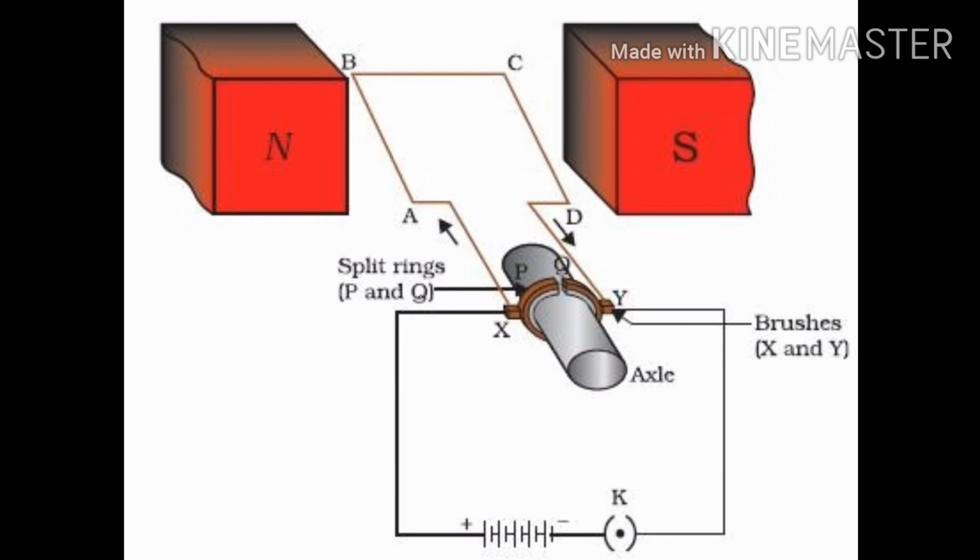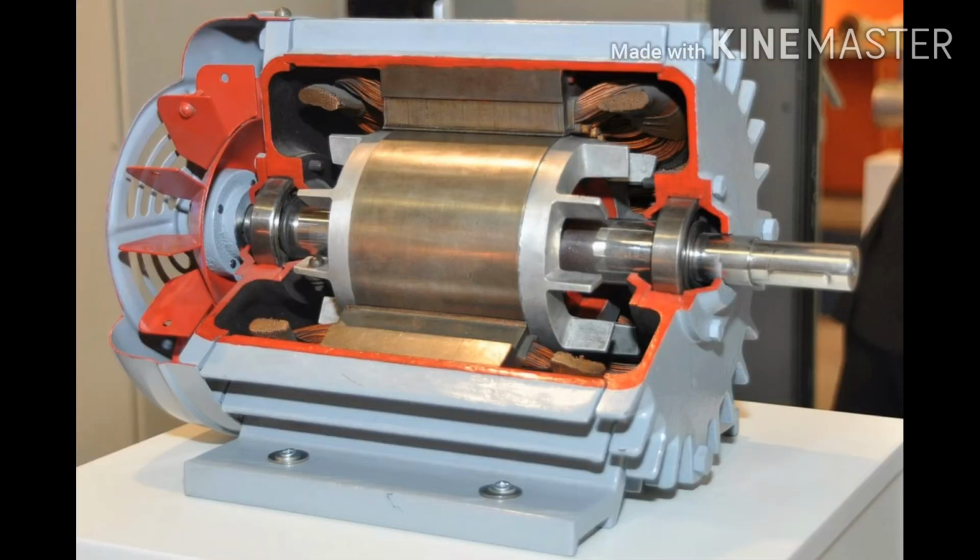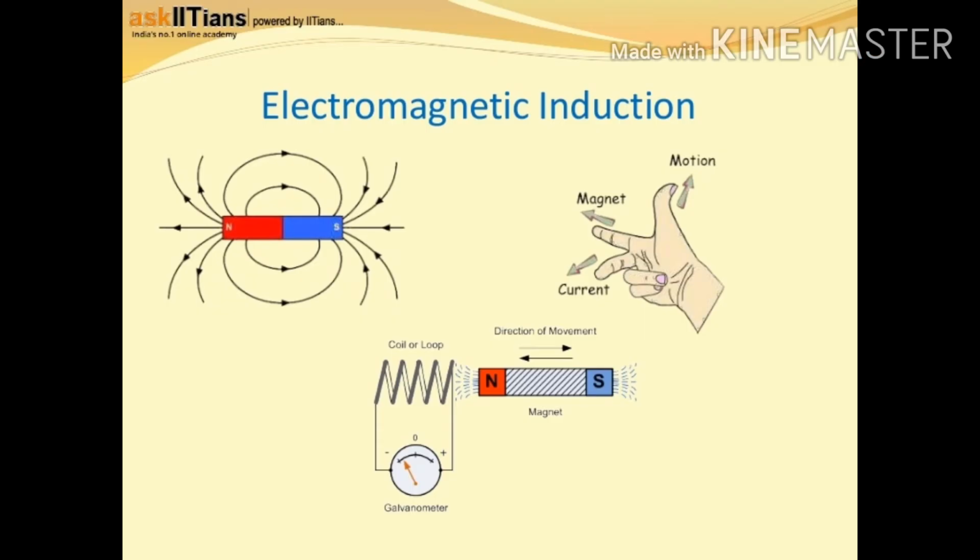The current in the loop is reversed after each half rotation, and the loop and axle continue to rotate in anti-clockwise direction. So commercial motors run on the same principle. Now we are going to learn electromagnetic induction.